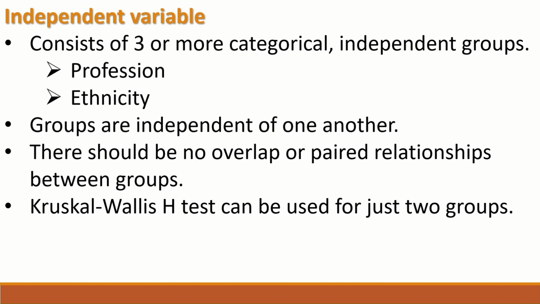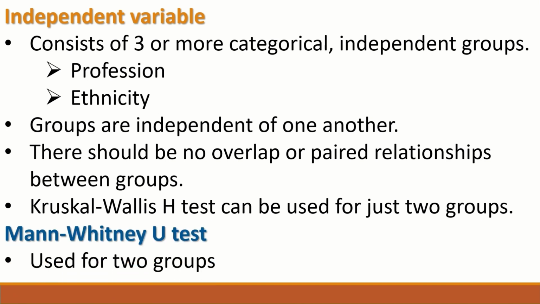The Kruskal-Wallis test can be used for just 2 groups. However, the best choice for two groups is the Mann-Whitney U test, which is a non-parametric test that can be used when there are two groups.